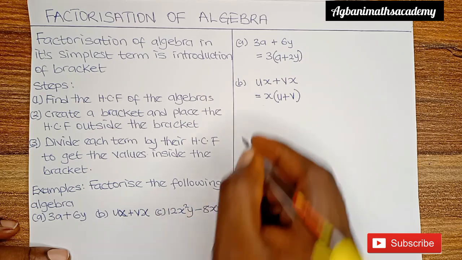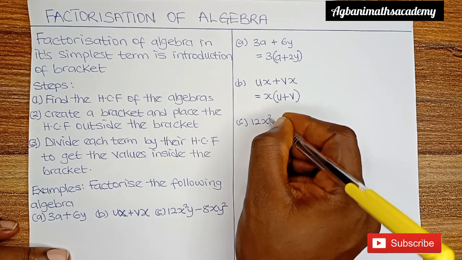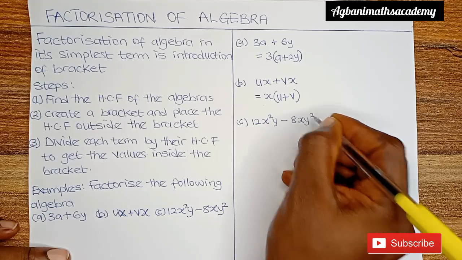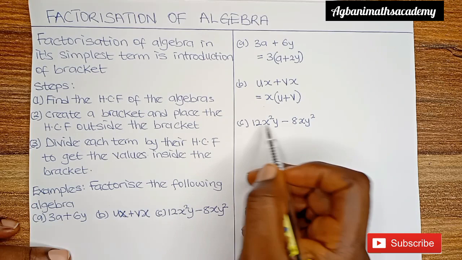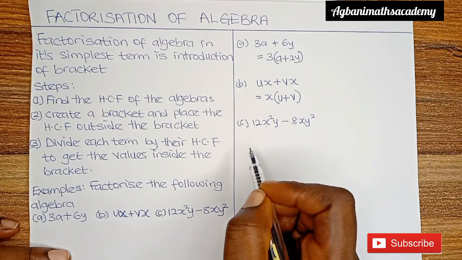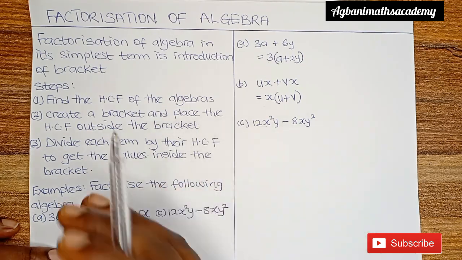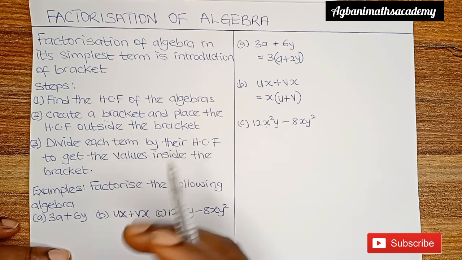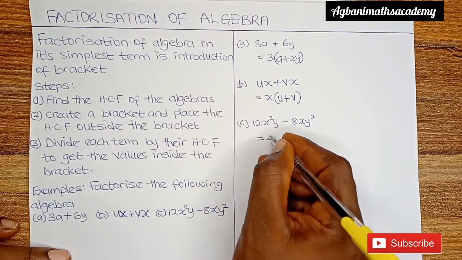Very simple. The last example, 12x squared y minus 8xy squared. So just as we did in the first two examples, we are going to look for the HCF of the numbers first, and then we'll look for the HCF of the alphabet. If you want to better understand how to get the HCF of an expression like this, you can check my video on this playlist on HCF of algebras. So the HCF of 12 and 8 is 4. So we'll bring it out.